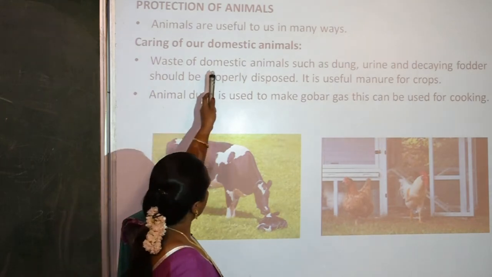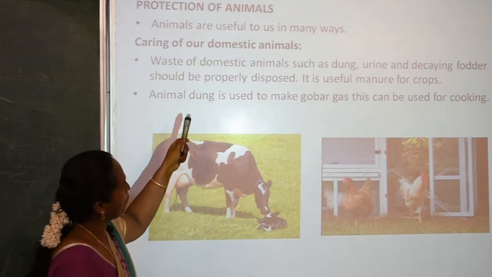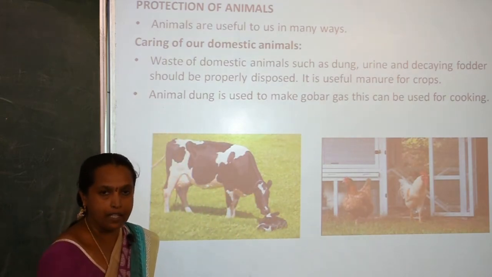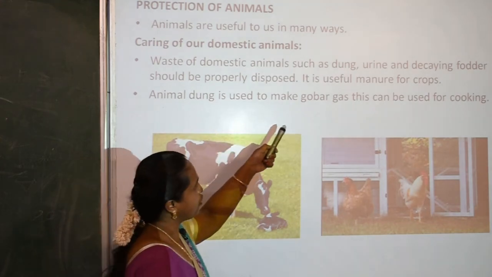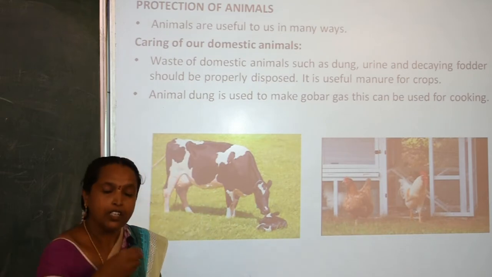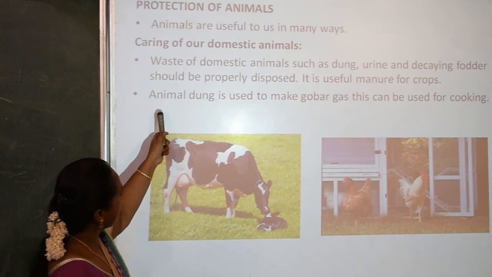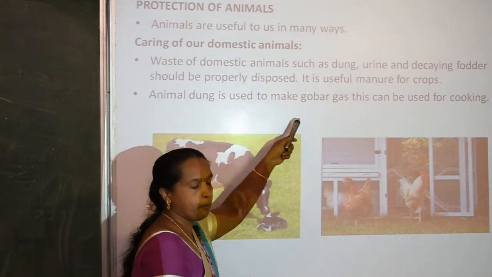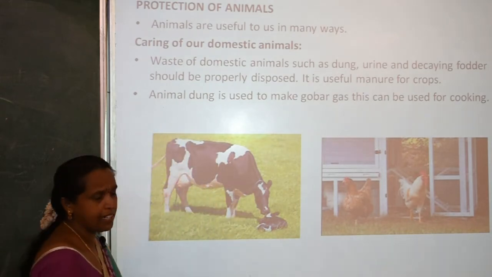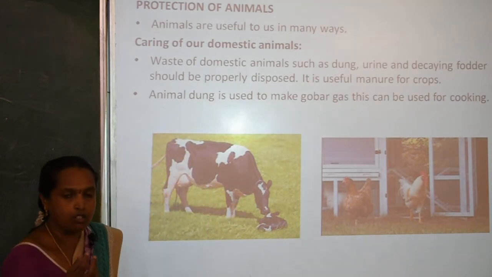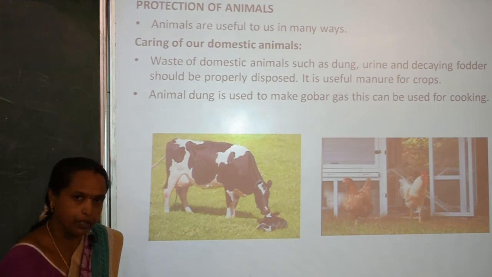Waste of domestic animals such as dung, urine and decaying fodder should be properly disposed of, otherwise we will also get diseases. It is useful manure for crops, and crops grow well. Next, animal dung, cow dung, is used to make gobar gas. This can be used for cooking.